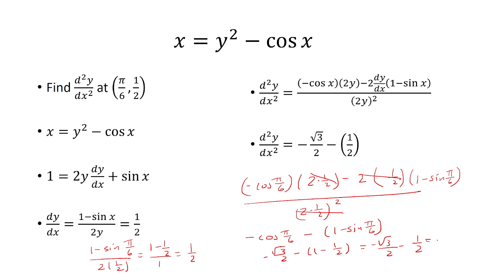And so we can bring this all together and say negative root 3 plus 1 over 2. So this is my final answer.